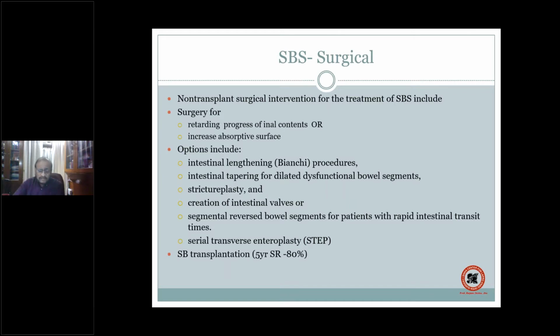So this will hold up the fluid, the content, for a longer period of time, and that would halt the rapid intestinal transit. But then it was also associated with a lot of gaseous distension. Why? Because that segment often acts as a physiological valve. And then you can do a serial transverse enteroplasty, known as the STEP procedure. Transplantation, I told you, the 5-year survival rate is in the region of 80%.